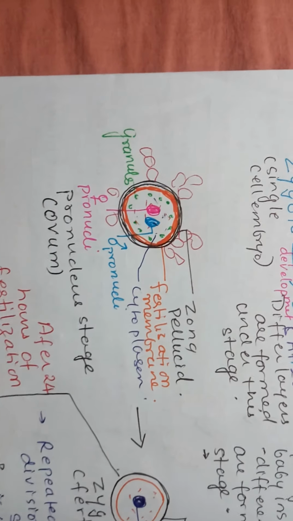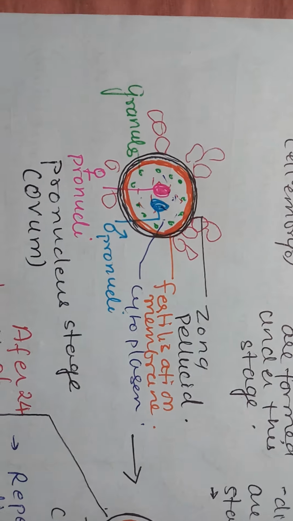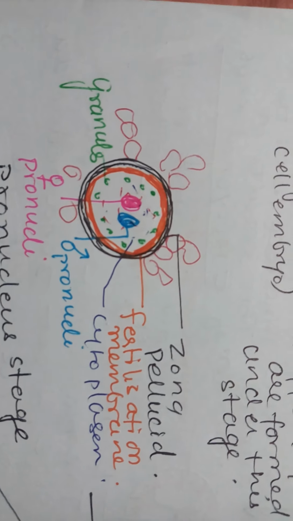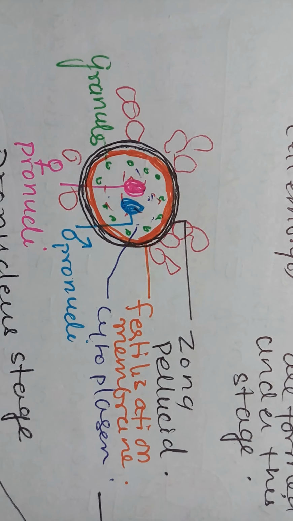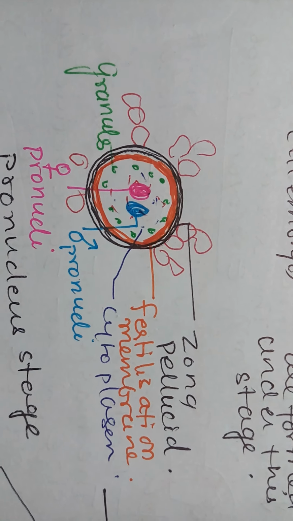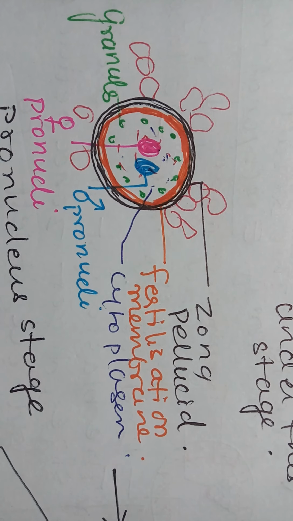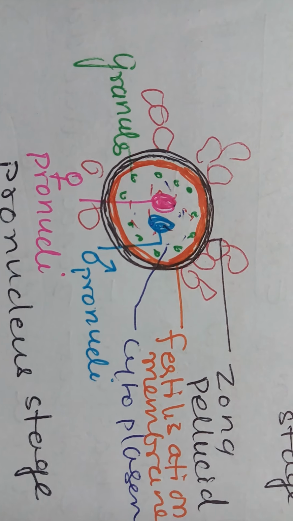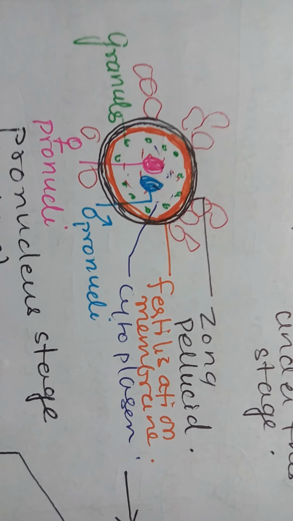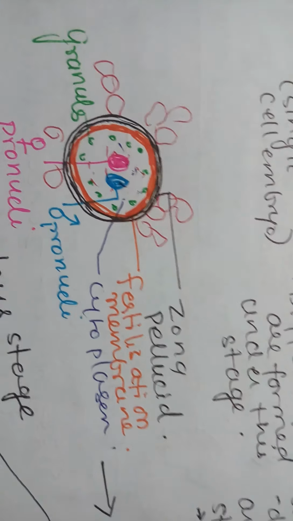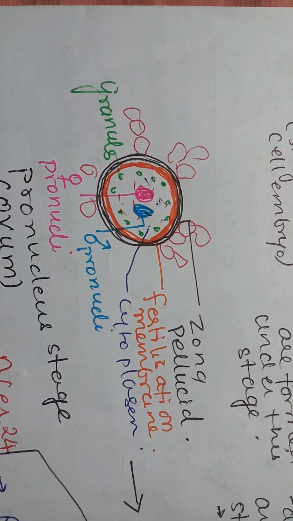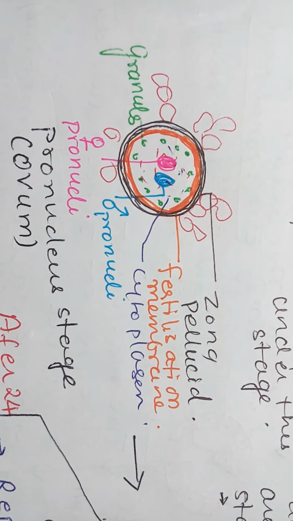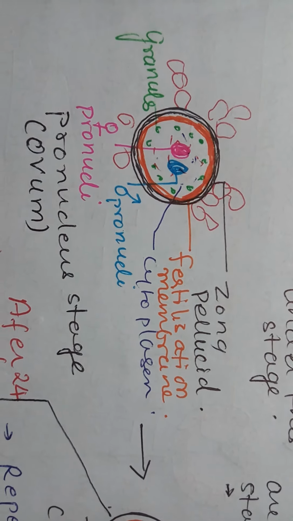So let's go back and discuss the structure of the ovum in the pronucleus stage. The ovum is surrounded by zona pellucida, and there is a fertilization membrane. Two nuclei, male and female, you can see, and then there are granules present, and you can see certain follicular cells also. So pronucleus is the stage where you can see 2 different nuclei in the ovum.